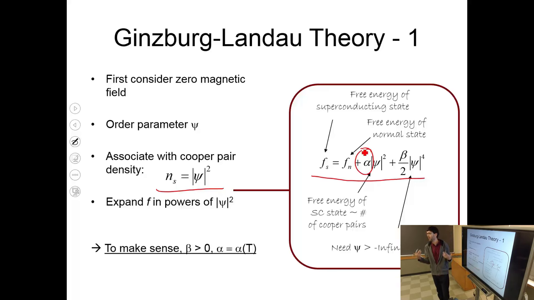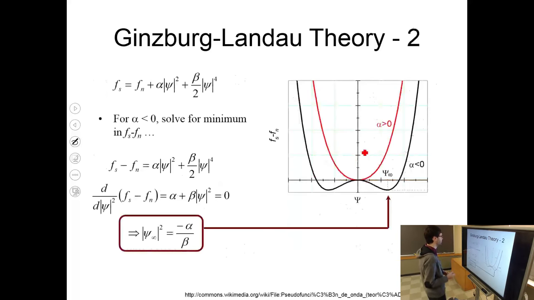Okay, so that's a phenomenological theory rather than a microscopic theory, which considers how electrons couple and condense and so on. So it's a phenomenological theory, but a very powerful theory. So this is what you can do with this.